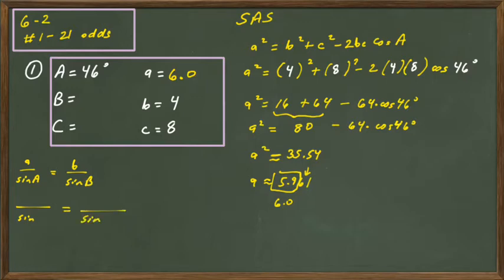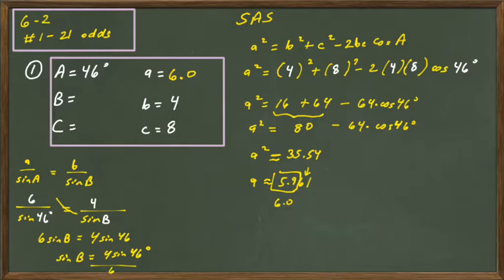What is side A? Is it 6? Angle A we now know is 46 degrees. Side B is 4. And what is angle B? I don't know, right? So I get 6 times the sine of B equals 4 times the sine of 46. So the sine of B is 4 times the sine of 46 degrees divided by 6.